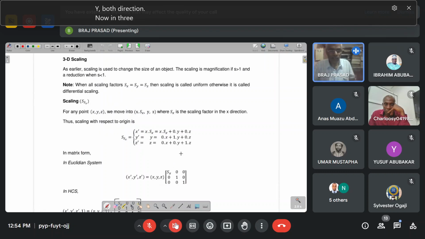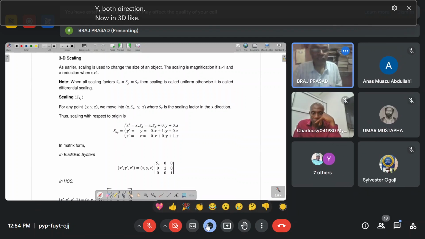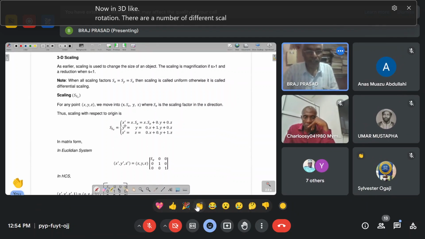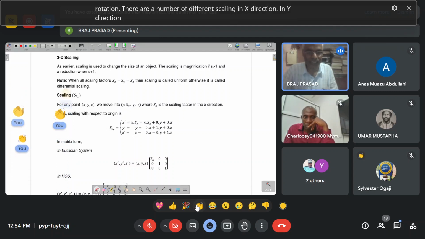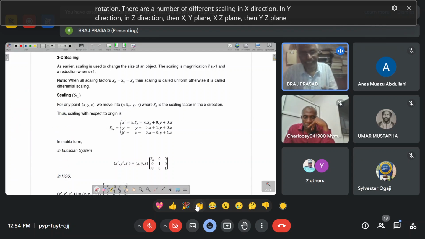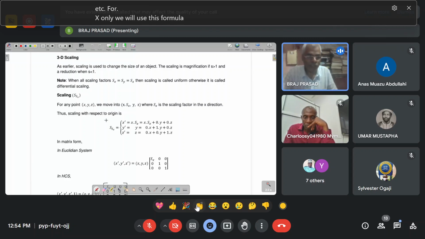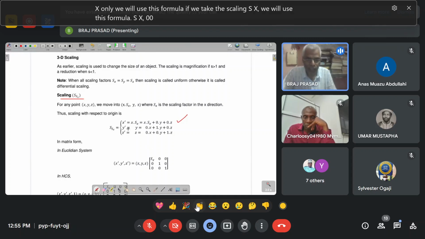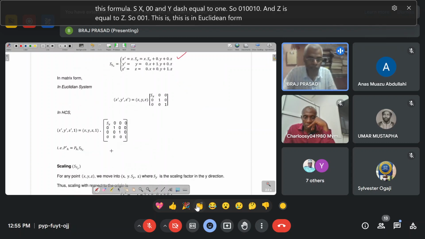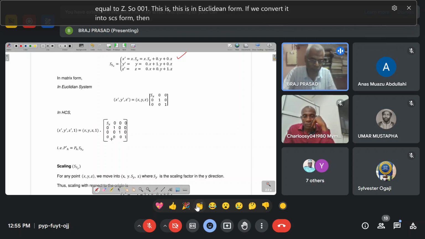Now in 3D, like rotation, there are a number of different scalings: in x direction, in y direction, in z direction, then xy plane, xz plane, then yz plane, etc. For x only, we will use this formula. If we take the scaling Sx, we will use this formula Sx 0 0, and y dash equals y, so 0 1 0, and z equals z, so 0 0 1. This is in Euclidean form. If we convert it into SCS form, then it is equal to this one.